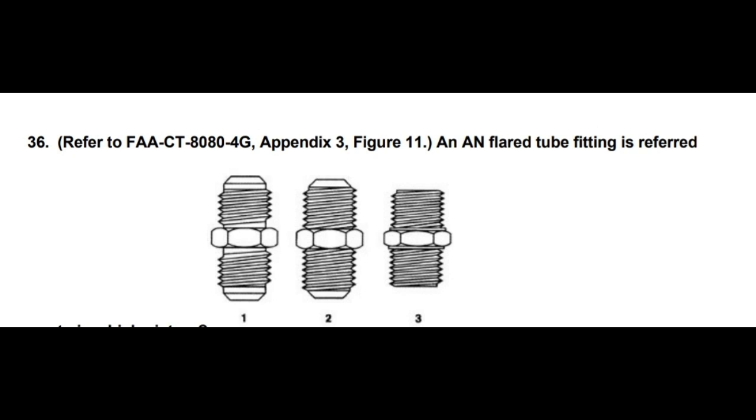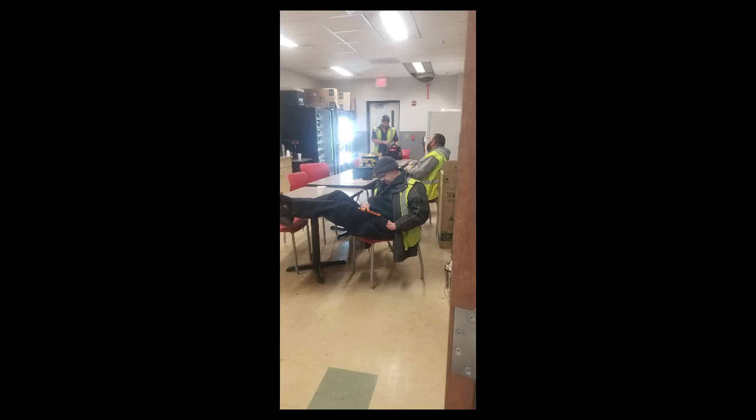35. To protect seals from damage when installed over a threaded section, the threaded section should be covered with a suitable sleeve. 36. Refer to FAA-CT-8080-4G, Appendix 3, Figure 11 on the screen. An inflated tube fitting is referred to in which picture? B. 37. Phosphate ester base hydraulic fluid is very susceptible to contamination from water in the atmosphere.